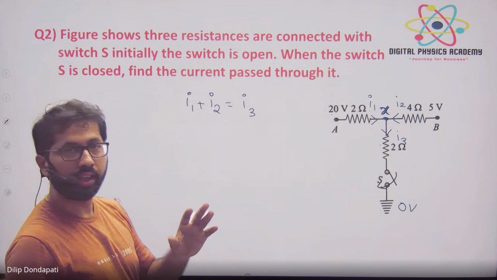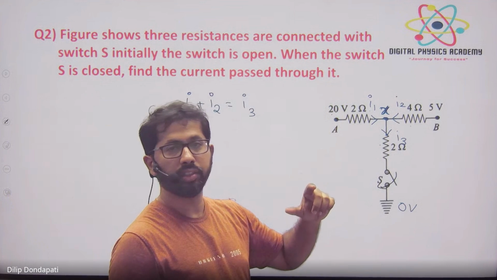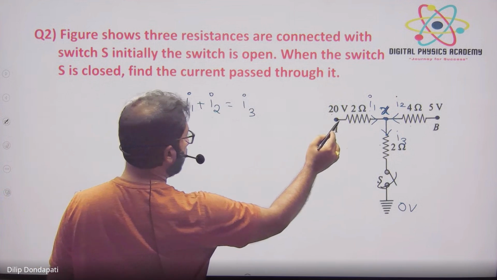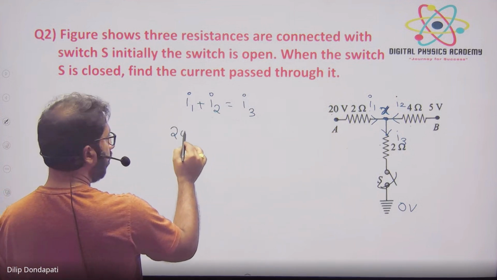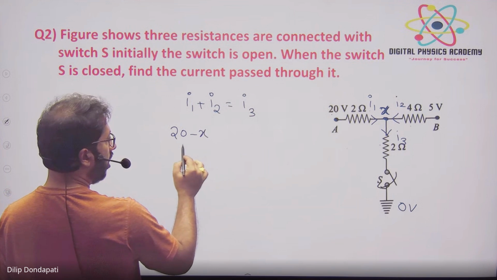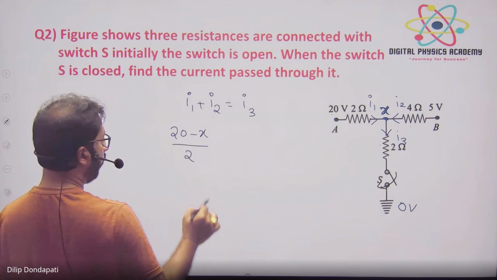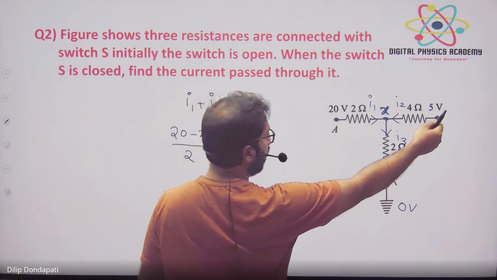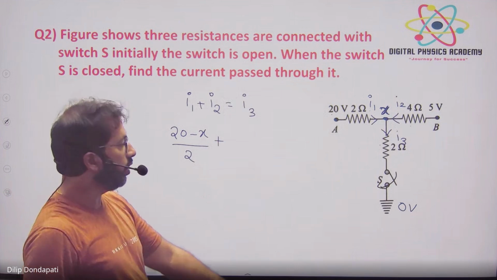Using Ohm's law, potential difference upon resistance is nothing but current, right? So tell me, I1 is how much? (20 minus X) upon resistance 2, right? Plus I2. Tell me, what will I2 be?